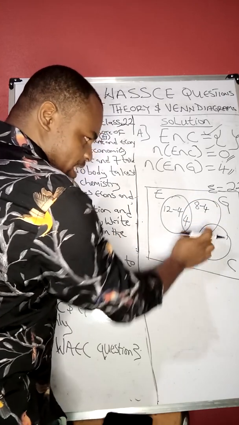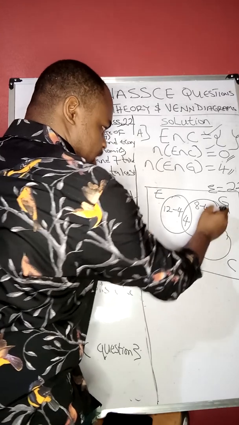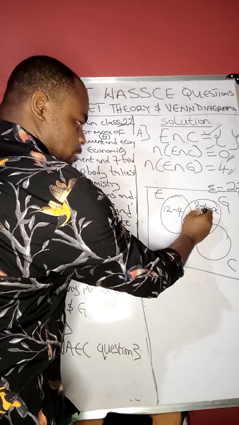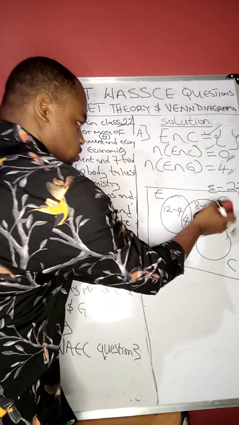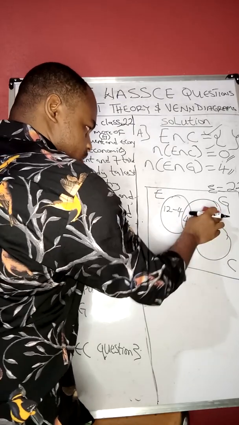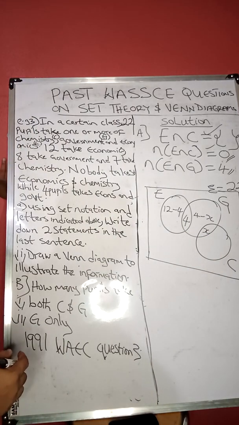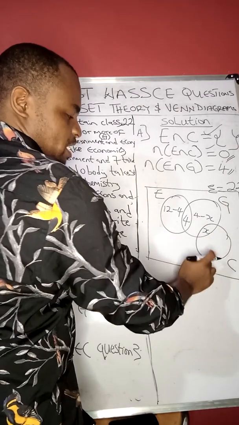But there is something here which we do not know. The question did not give us, so I can label that as x. So I can write it as minus x. So 8 minus 4 is 4, so everything here will be 4 minus x. Take note of that. I can cancel this 8 minus 4 minus x, I used it to explain what we are having. So here will be 4 minus x. Then for chemistry, let's see. It says 7 take chemistry, so this circle of chemistry must give me 7.